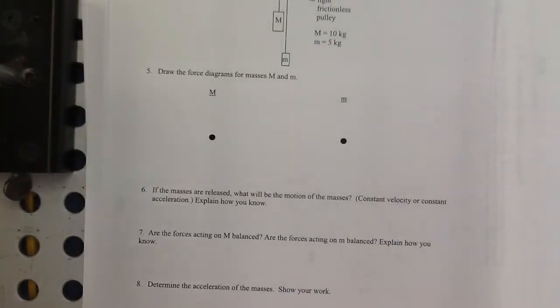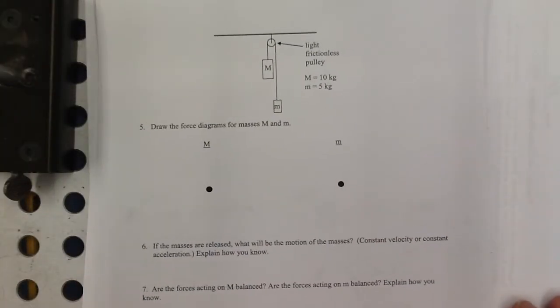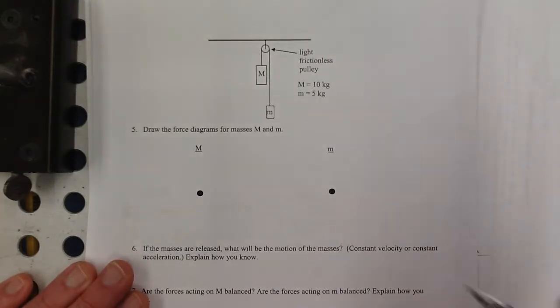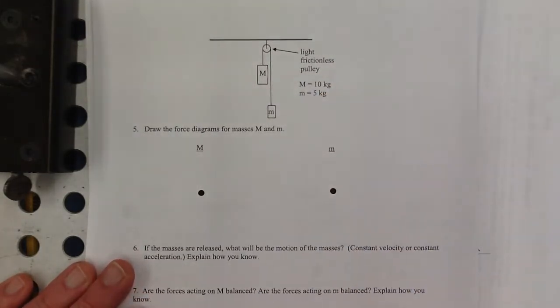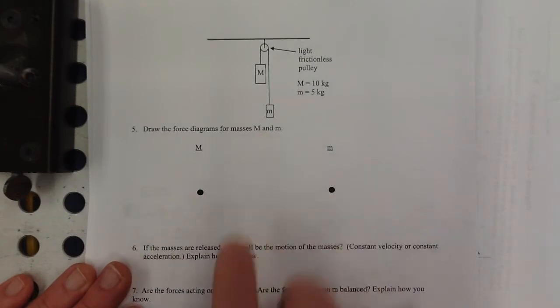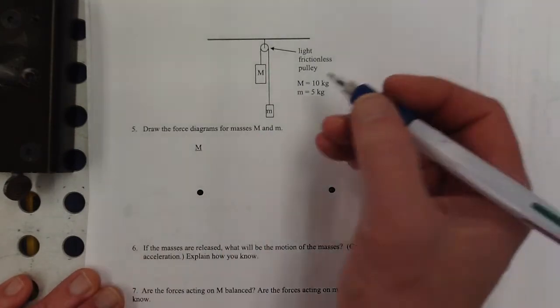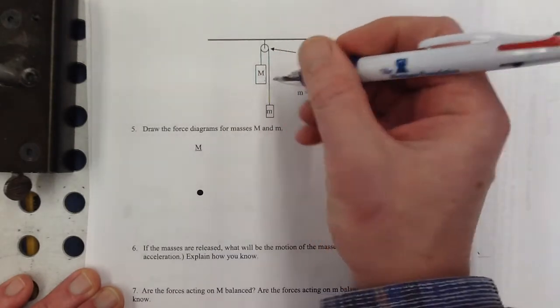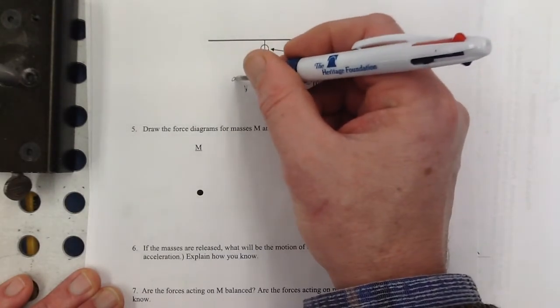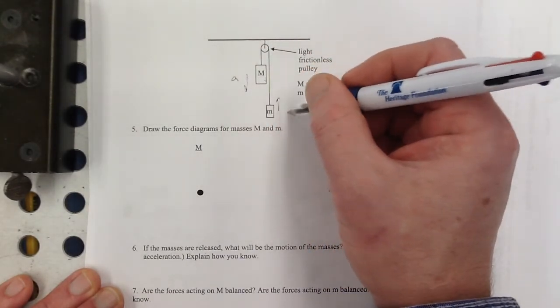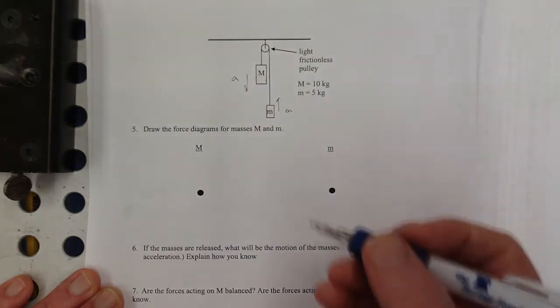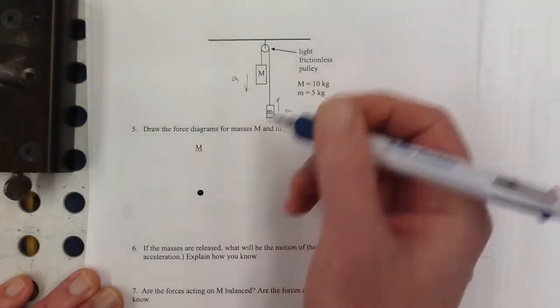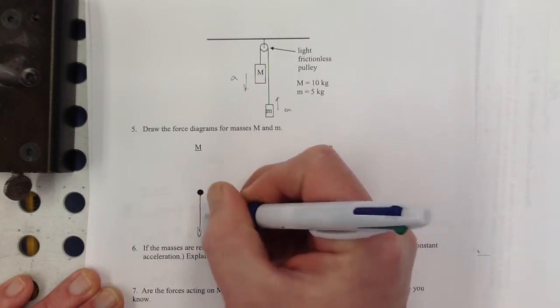All right. So how about this? This is like a full-on Atwood's machine, the classic Atwood's machine here. Draw the force diagrams for masses M and m. So first of all, this one's heavier. So when we release this, this one is going to accelerate down, and this one is going to accelerate up. So that means that down is the winning direction here.